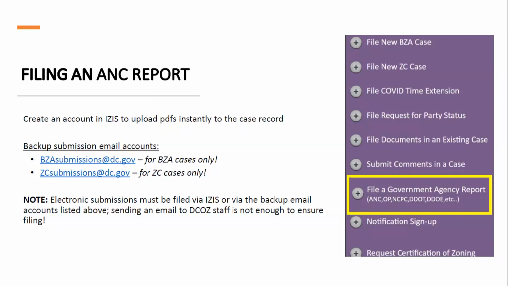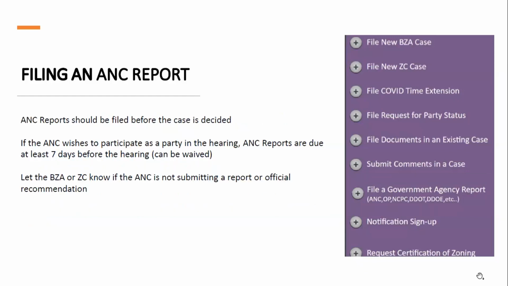And then one important thing to note is that to ensure documents are entered into the record in a timely manner, electronic submissions must be filed through ISIS or sent to the email accounts listed above. Emailing them to specific Office of Zoning staff members does not always guarantee that they'll be entered into the record, or entered into the record in a timely manner. Next slide.